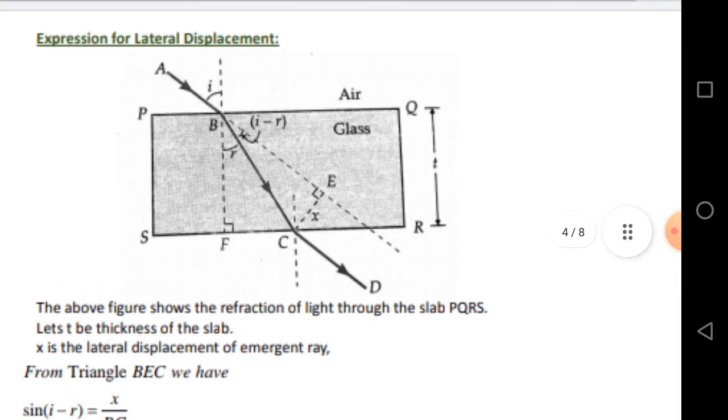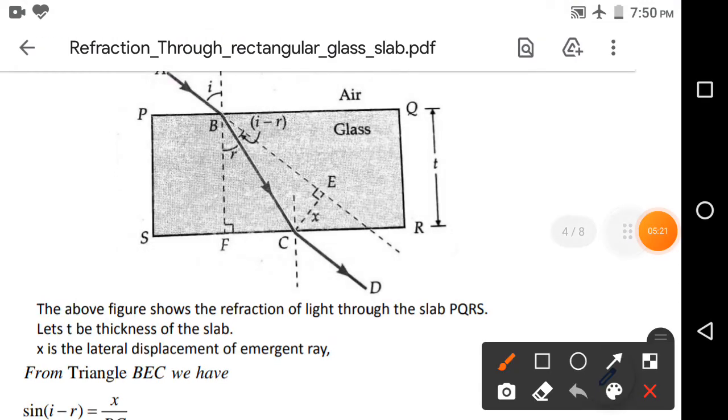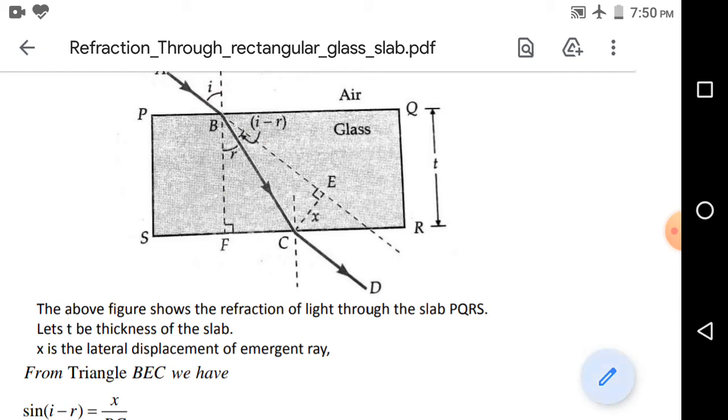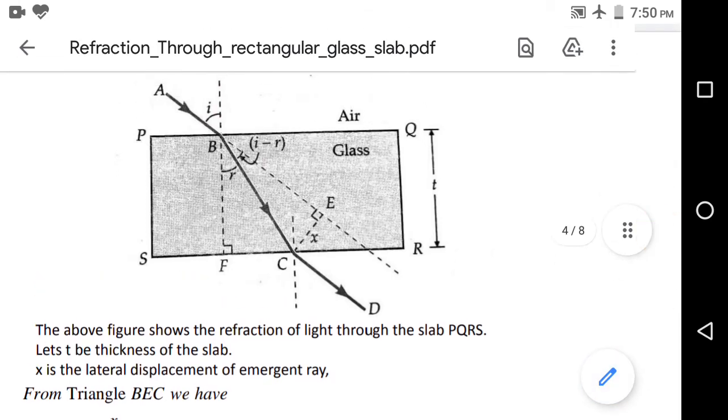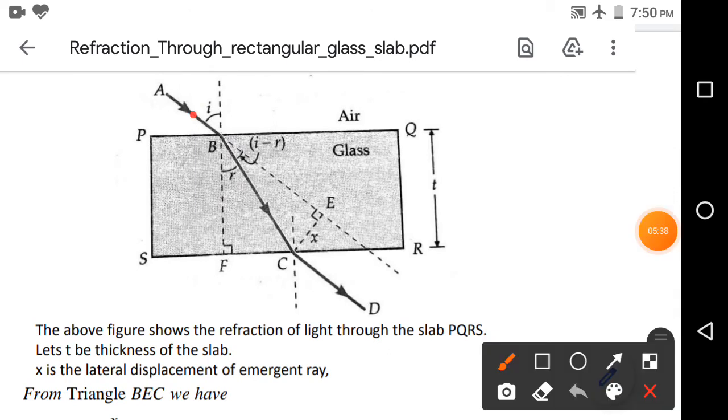See, in this diagram, I is the angle of incidence and R is the angle of refraction. So this line and this line are intersecting at point B. That means this angle I is equal to this angle. This angle is also I.